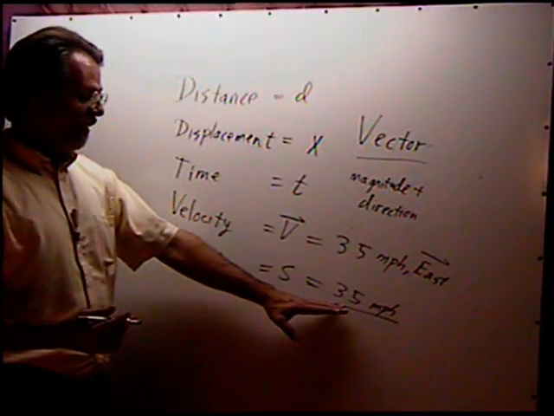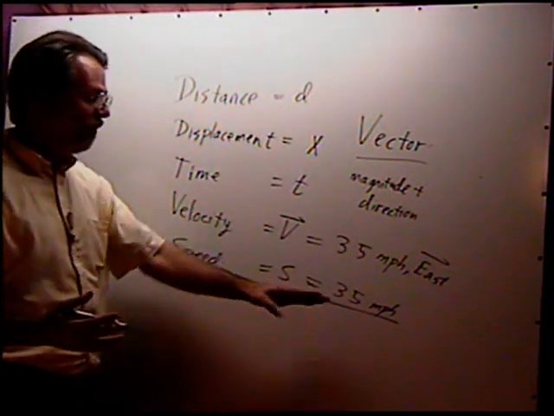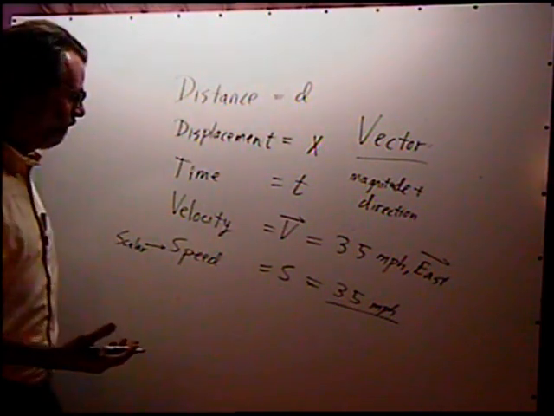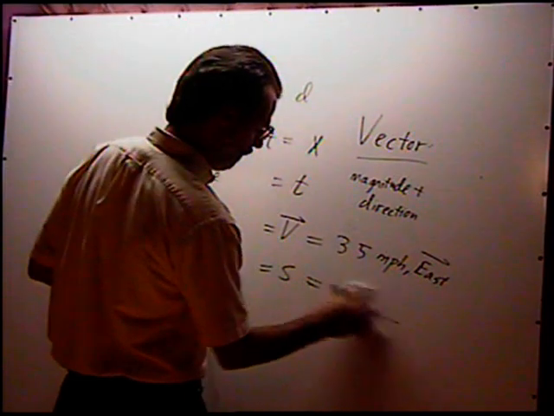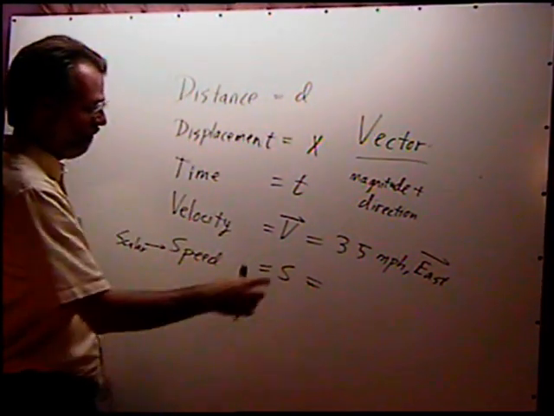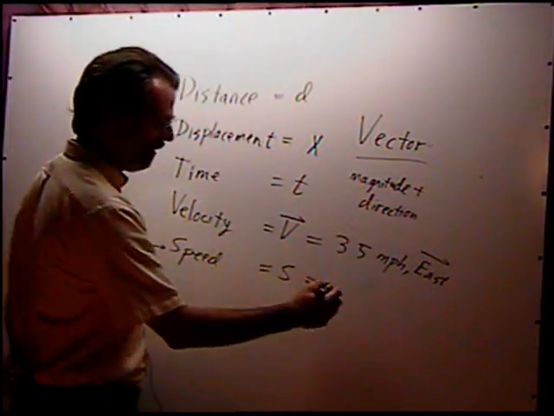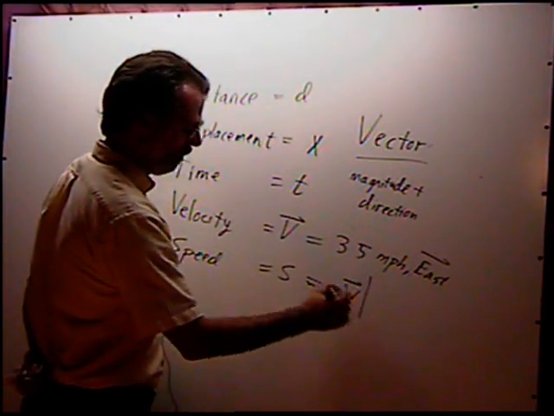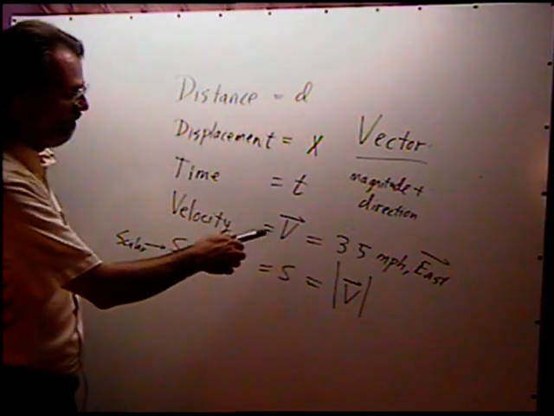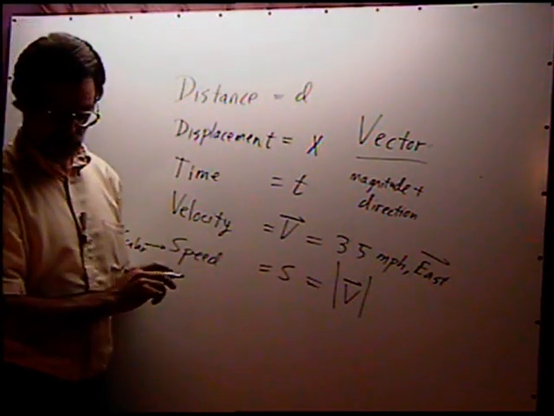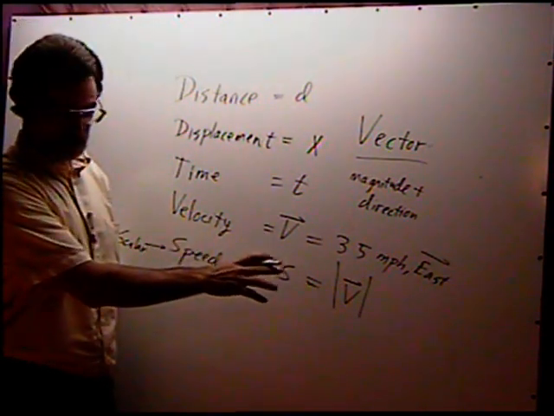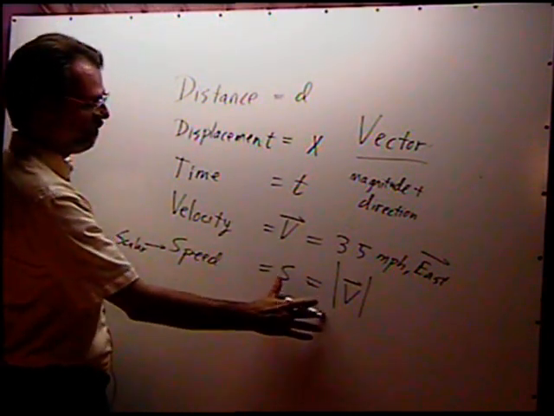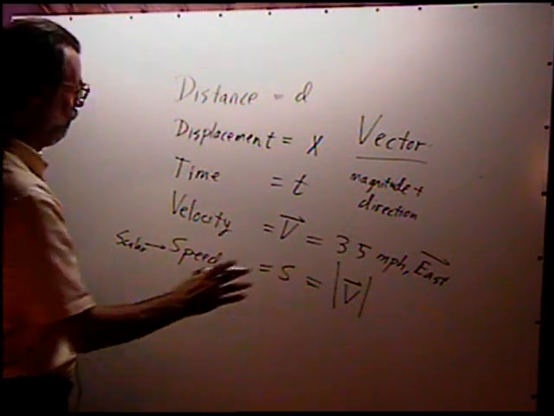That's a quantity, but there's no sense of direction. We don't know which direction that 35 miles per hour is going in. Another way to write this would be, for instance, the speed is the magnitude, or the absolute value, of the velocity vector. I'm not even sure the textbook has that, but in more advanced physics books, we would often write it this way.